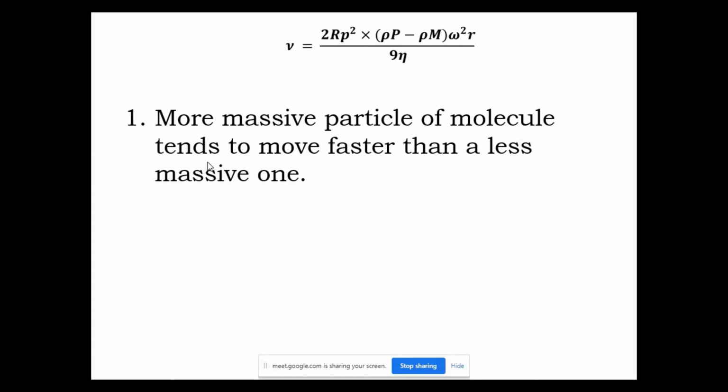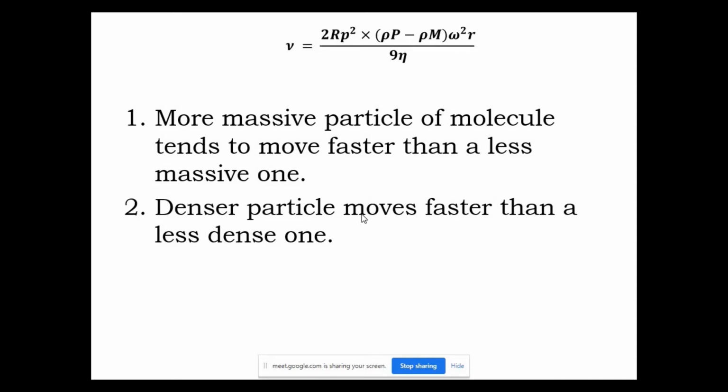I have already discussed this. More massive particles tend to move faster than less massive ones, because of the 2 r p square term, since more massive particles have a larger radius. Denser particles move faster than less dense ones, because of the rho p minus rho m term. If the particle has less density, this difference between the density of the particle and the density of the medium will be less, so the velocity will be less.